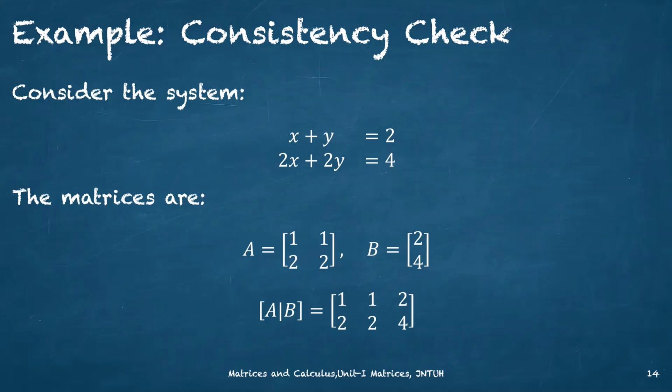To analyze consistency, we create the augmented matrix A bar B, which combines matrix A and B side by side. So the augmented matrix becomes first row 1, 1, 2, second row 2, 2, 4. Next, we'll simplify this matrix to check the rank and determine if the system has a solution.